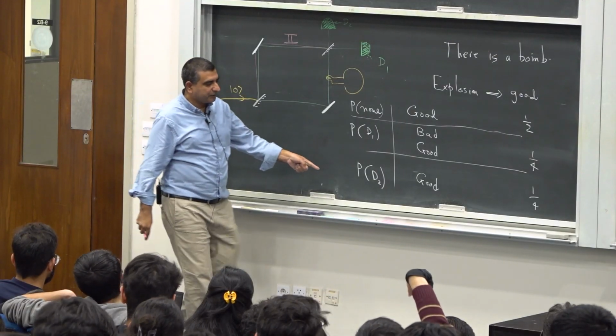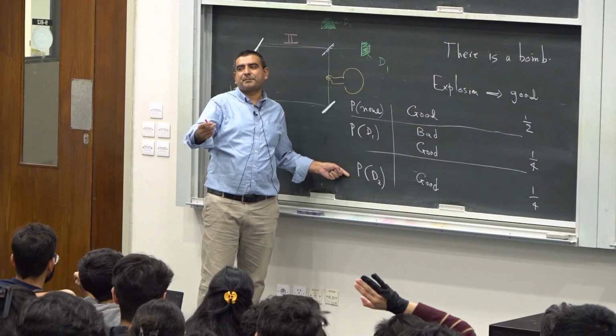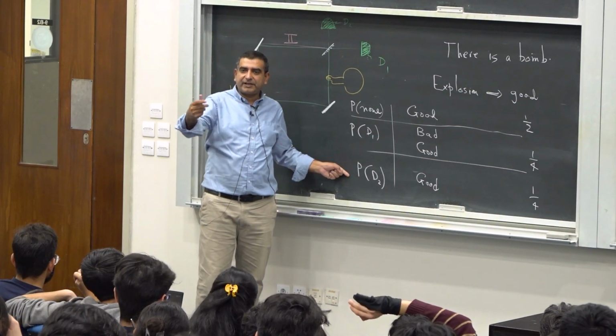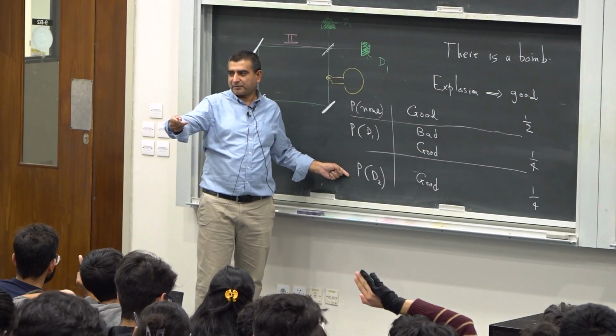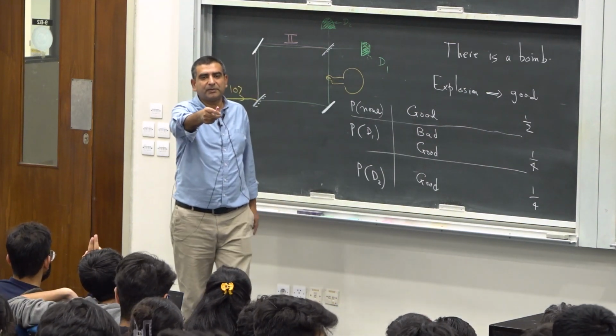Right. So this happens with a 25% probability, but whenever this happens, we have detected the presence of a good bomb without interacting with it. All right. Yes, Mohammed, you had a question?